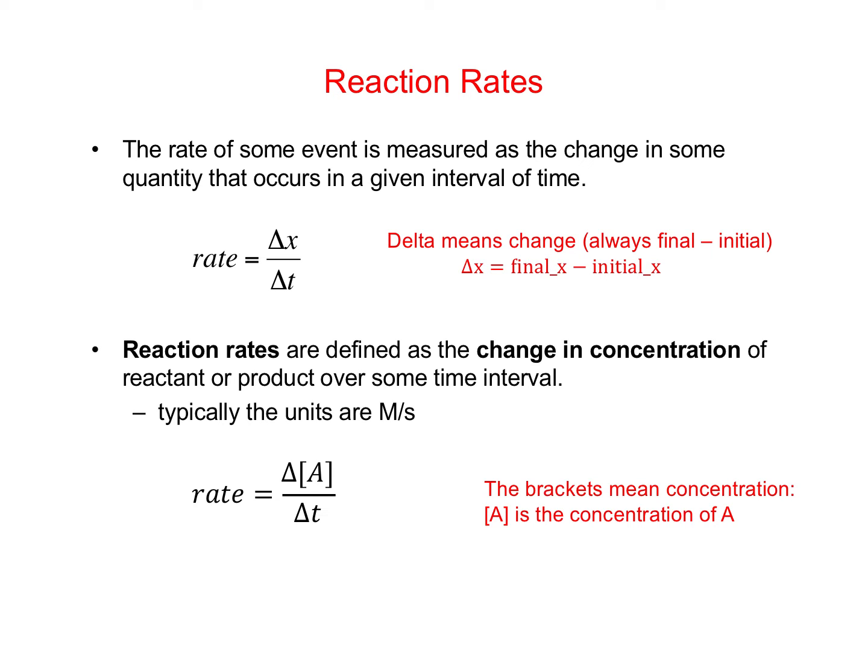Signs often matter, so whenever you do a change, whenever you do a delta, it's always final minus initial. For reaction rates, we usually define those as the change in concentration of a reactant or product over some time interval. So rather than a generic delta x, we're talking about the change in some type of concentration. When we put something in brackets, we mean the concentration of that thing. So when I put a chemical formula in brackets, I'm saying the concentration of that thing. So a reaction rate is the change in concentration divided by the change in time.